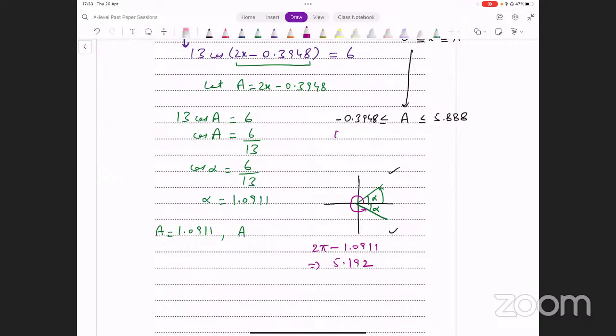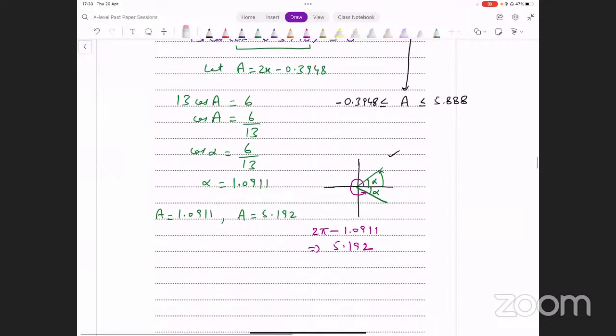Is this in the interval? That is also in the interval. ये भी interval के अंदर आ रही है तो इसको भी use करेंगे हम. इसे A equals 5.192. अब इससे अगर आगे जाएंगे दोबारा से तो वो इंटरवल से बाहर चले जाएगा. लेकिन अब आपको क्या करना है, आपको नेगेटिव साइड पे भी चेक कर लेना एक दफा.